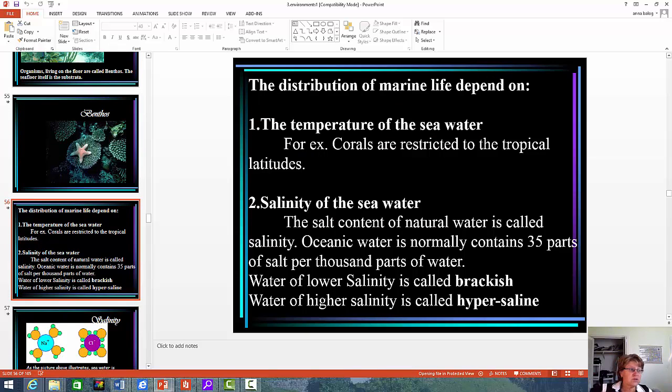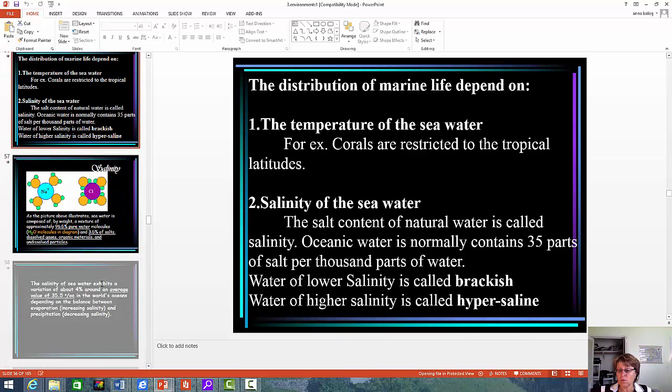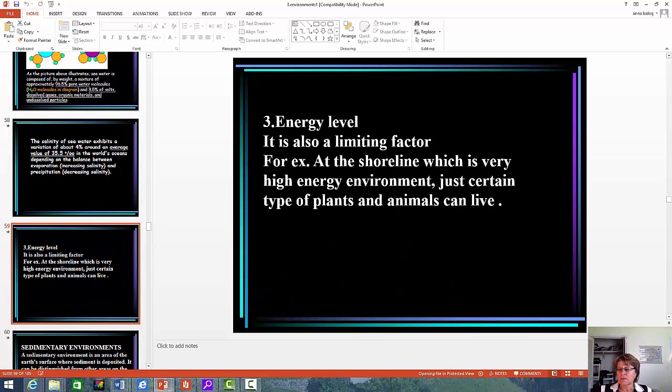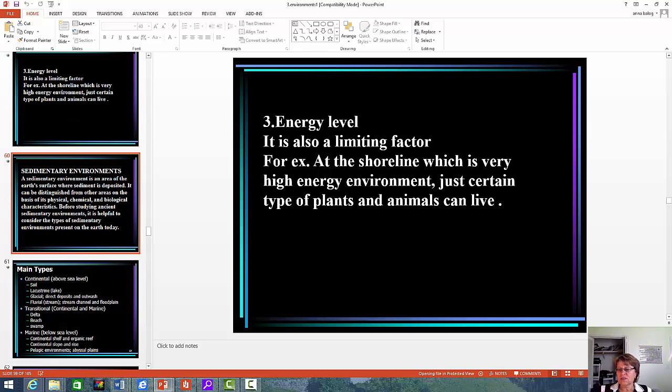Salinity. I want you to understand what is salinity, what is the normal, brackish, which is the less, and the hypersaline, which is the more. The energy level.